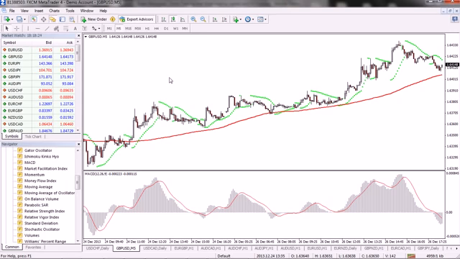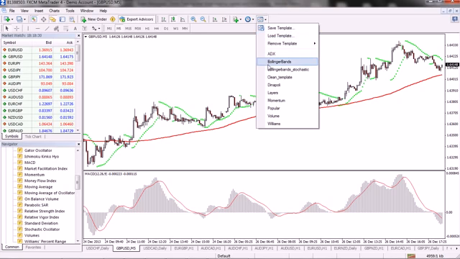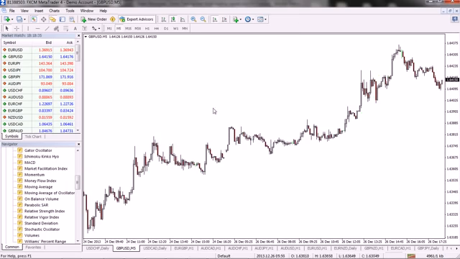So to use this strategy, let me show you how to put the indicators first, and then I'll tell you about this. Okay, let's have a clean template. This is a clean template, and put a parabolic SAR on this one.